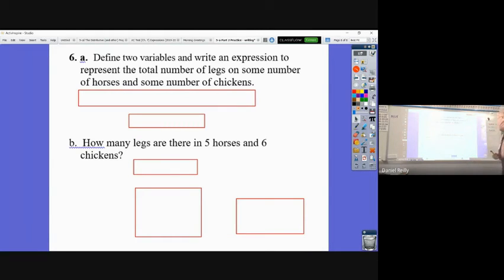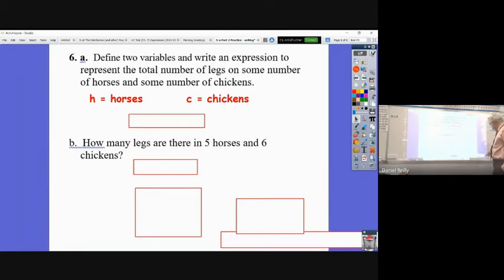Last one. Oh, two variables. Define two variables and write an expression to represent the total number of legs that you have, if you have some number of horses and some number of chickens. Jess, what are your variables in this problem? H and C are your two variables, which represent what? H for horses and C for chickens. That's what I would use also. You could use X and Y if you wanted to.